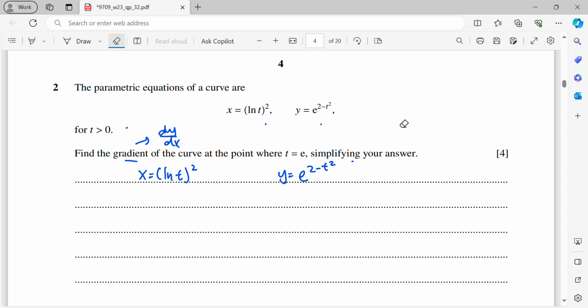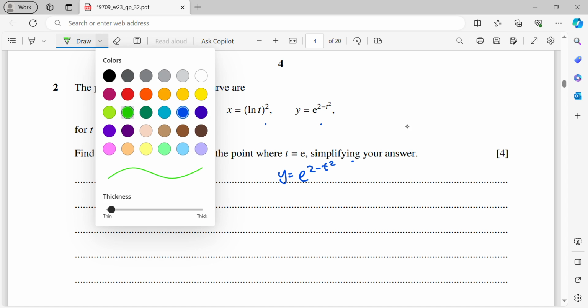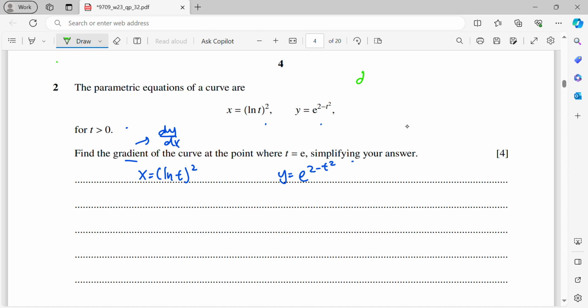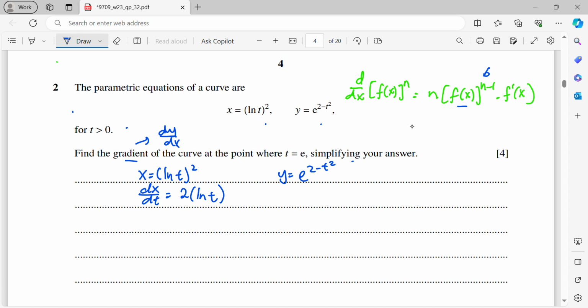Okay, so from here, to differentiate the function fx to the degree n, bring down the n, then fx to the power of n minus 1, and then differentiate fx, it will be f prime x. Alright, so now when I apply this formula to my dx over dt, you need to bring down the 2, then remain the ln t, which is our fx, and then the degree goes to minus 1. So 2 minus 1 is 1.